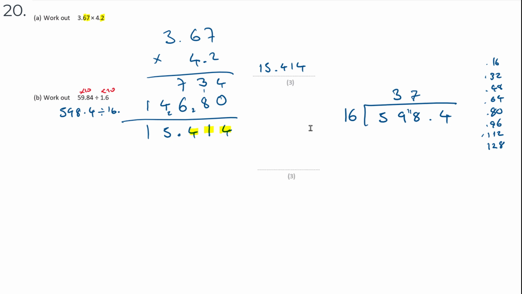So 16 times 7 is 112. So that gives me a remainder of 6 this time, doesn't it? So the 6 goes there. And then 16 into 64 we can see is there. It's 4 times, isn't it? Okay, decimal point is here. It's going to be here in the same point in my answer. It's going to be 37.4.